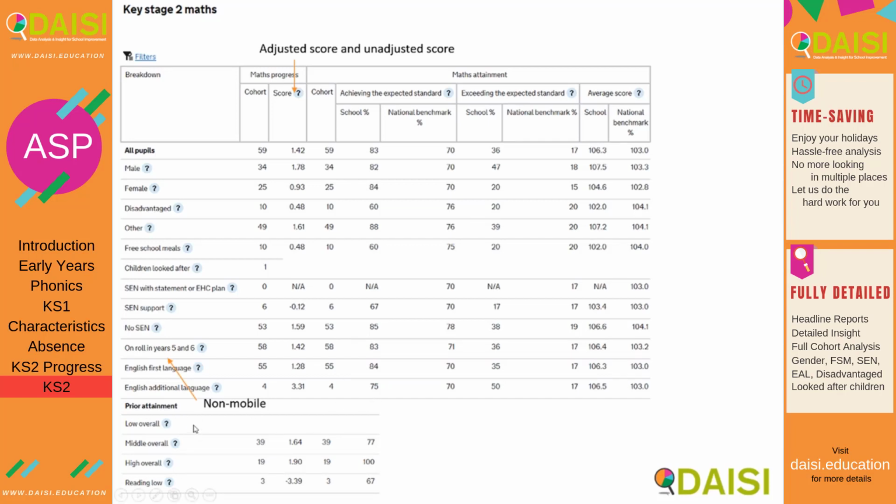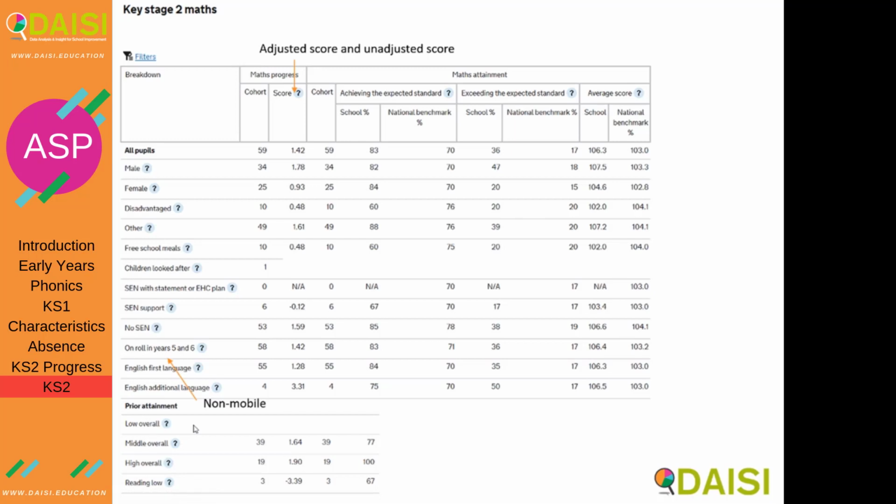It used to use a combination of the overall and the subject low, middle and high in 2016. It then didn't want to use it in 2017 and changed it now to the overall. So your middle overall prior attainers are pupils who have an average point score at Key Stage 1 of between 12 and 17.99.